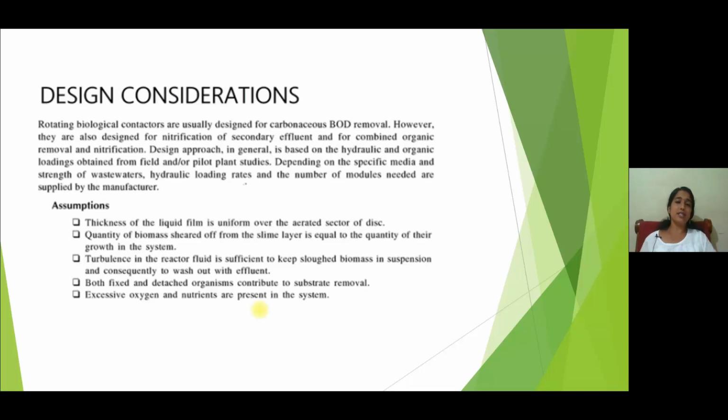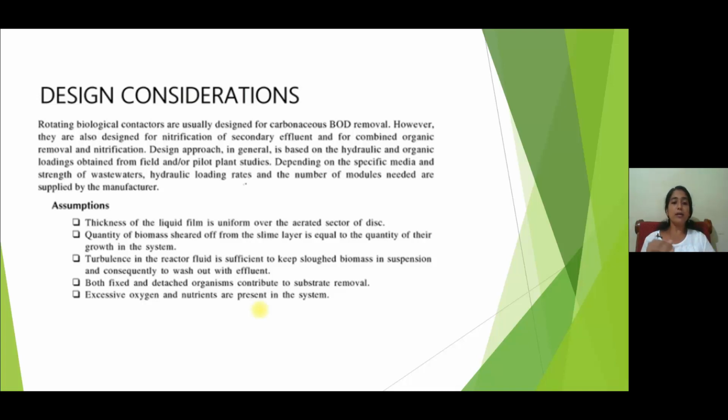Then the design considerations. Rotating biological contactors are usually designed for carbonaceous BOD removal. However, they are also designed for nitrification of secondary effluent and for combined organic removal and nitrification. The assumptions used in the design criteria are that the thickness of the liquid film is uniform over the aerated sector of the disc.